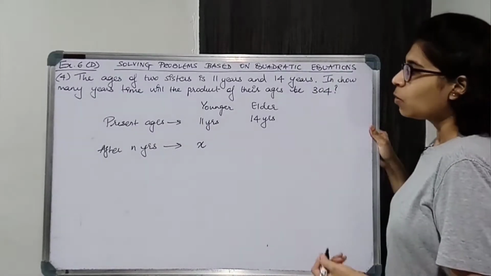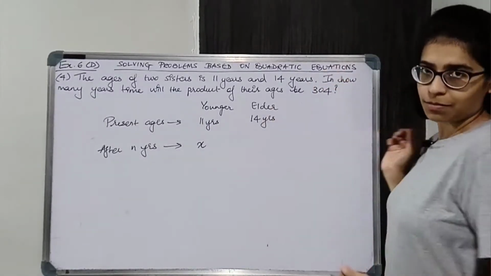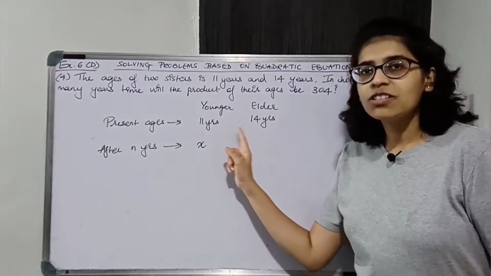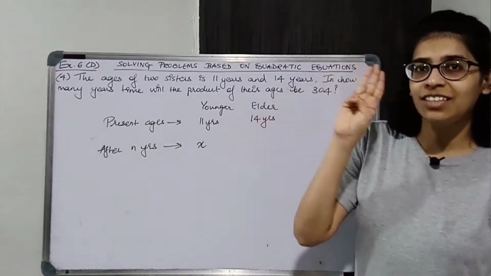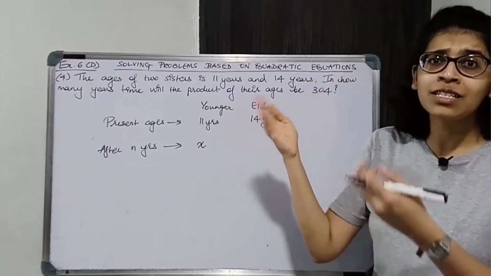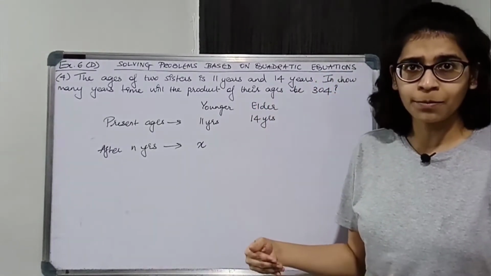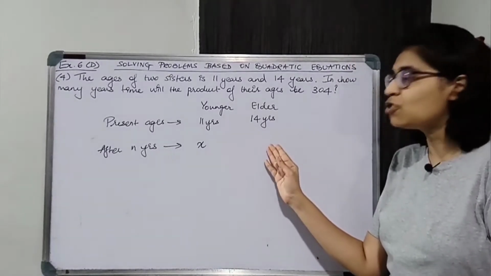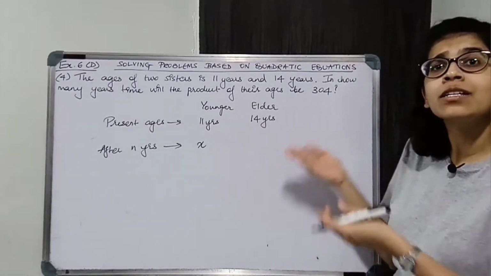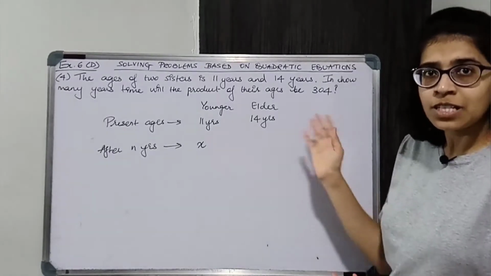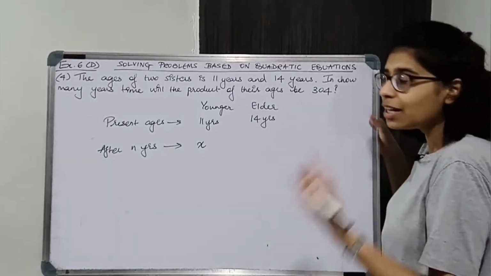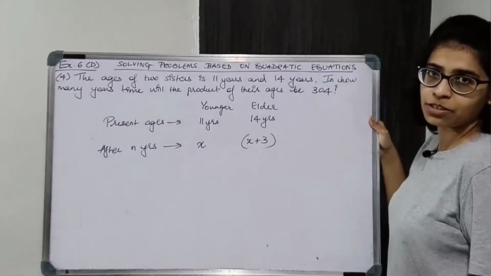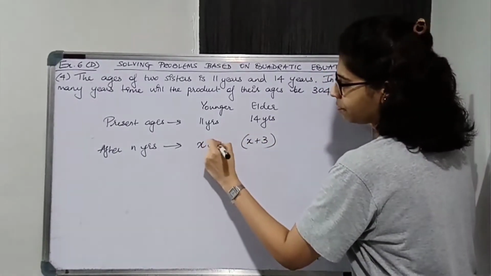Okay. What will be the age of the elder sister? Now, the difference in their ages is how much? It is 3 years. So, it is going to remain the same throughout. Okay. So if the younger sister becomes 20, what will be the age of the elder sister? It will be 20 plus 3. Right? The difference in age will remain the same throughout life. So the age of the elder sister will be x plus 3 years. Right?